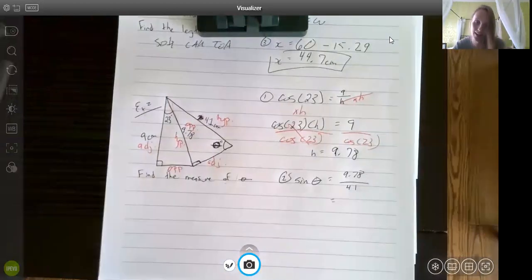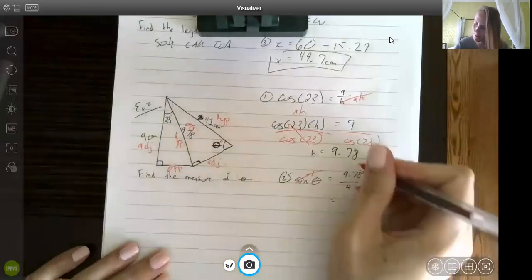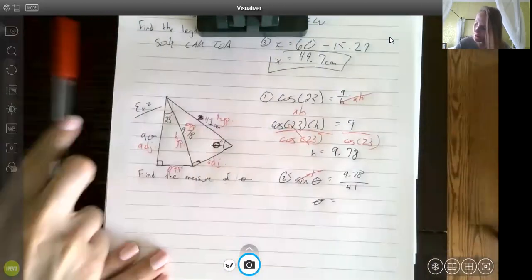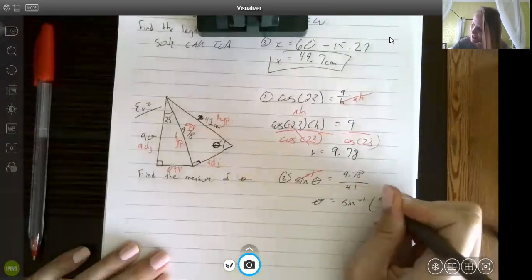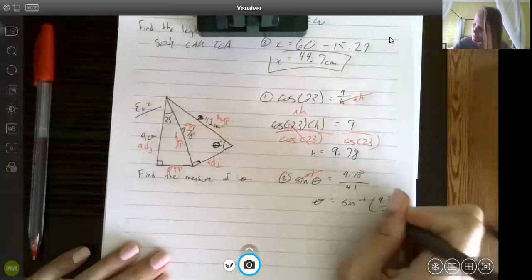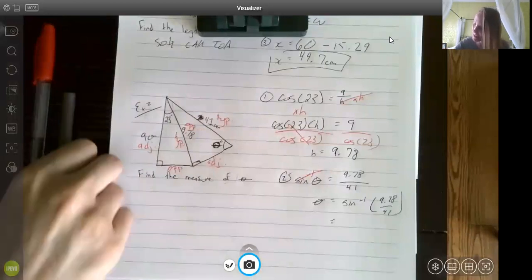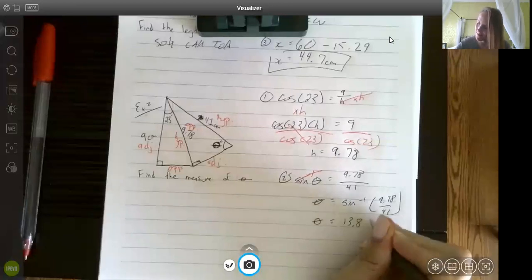In order to get rid of my sine and isolate my angle, I'm going to take the inverse. So my angle is going to be equal to the sine inverse of 9.78 over 41. So second sine for my sine inverse, and then 9.78 divided by 41. And I get that my angle is 13.8 degrees.